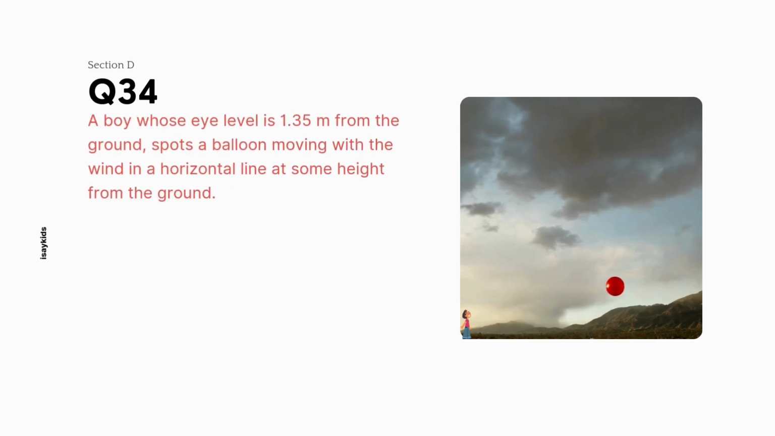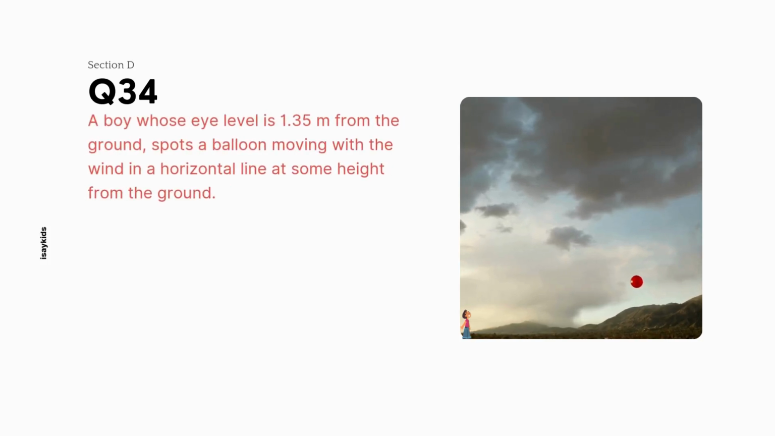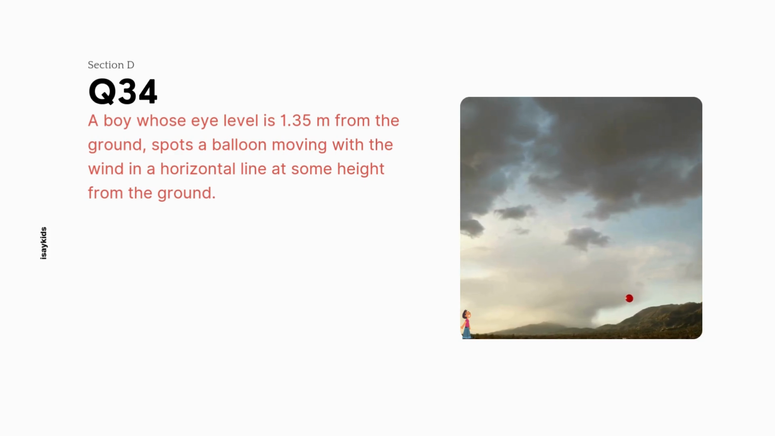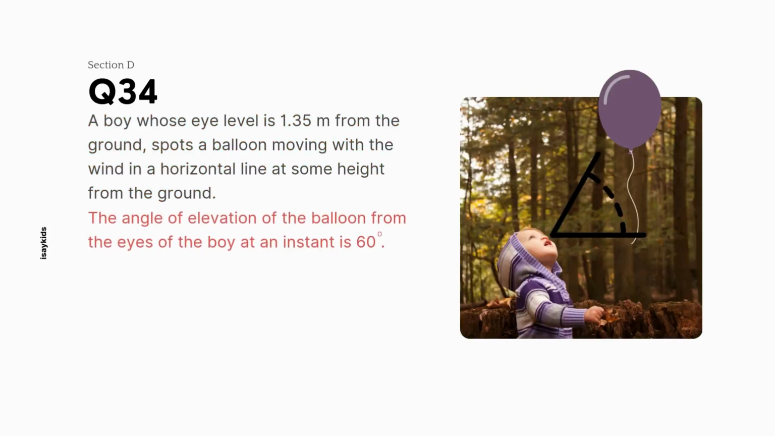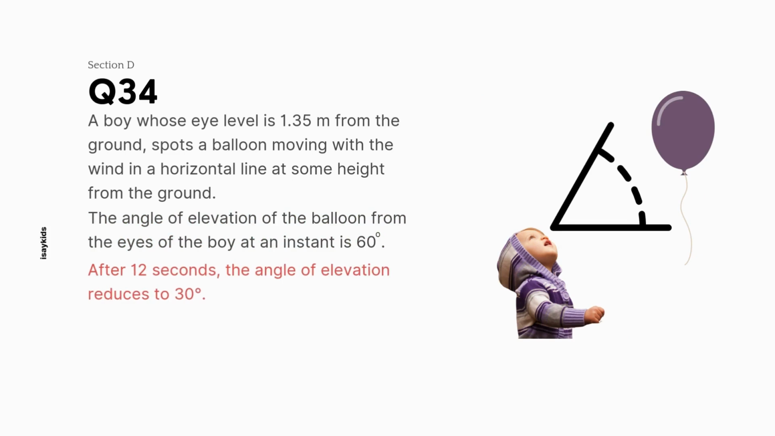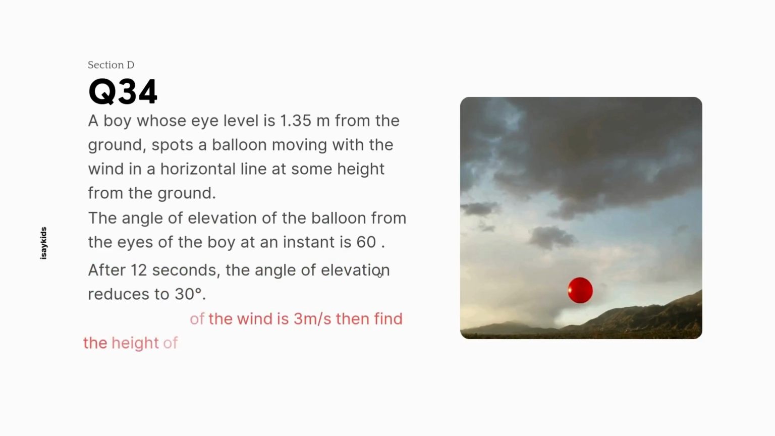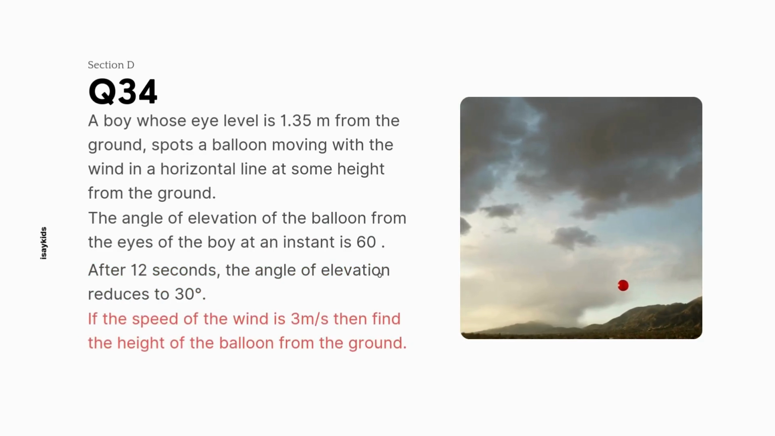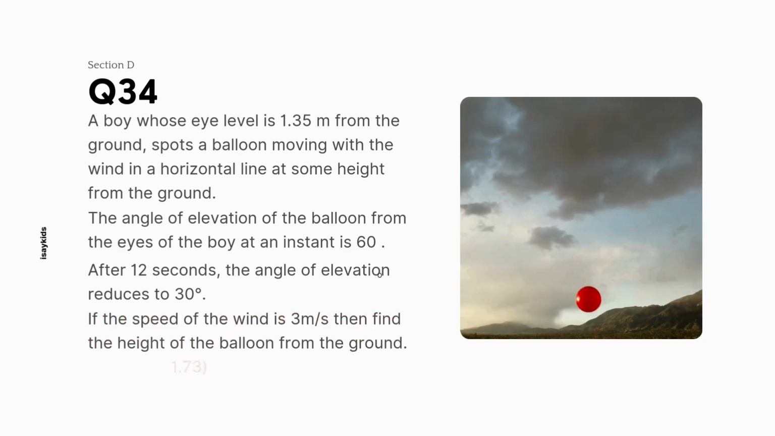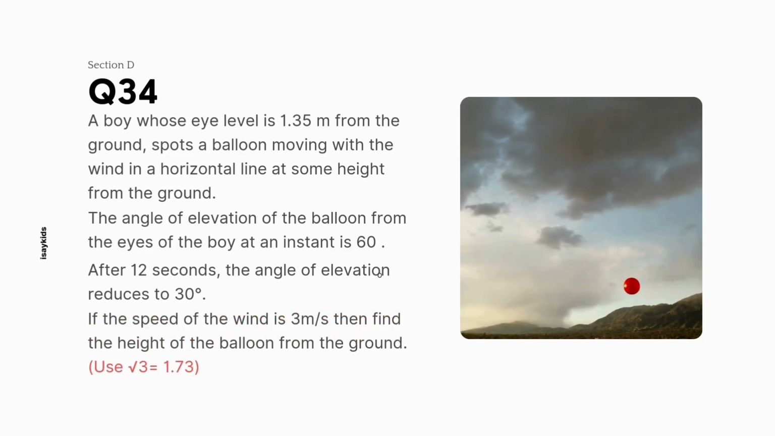A boy whose eye level is 1.35 meters from the ground spots a balloon moving with the wind in a horizontal line at some height from the ground. The angle of elevation of the balloon from the eyes of the boy at an instant is 60 degrees. After 12 seconds, the angle of elevation reduces to 30 degrees. If the speed of the wind is 3 meters per second, then find the height of the balloon from the ground. You can use root 3 as 1.73.